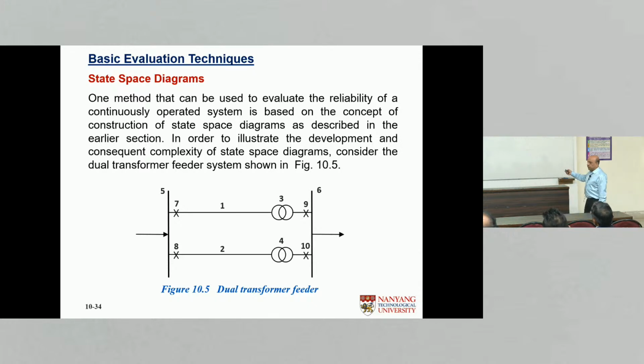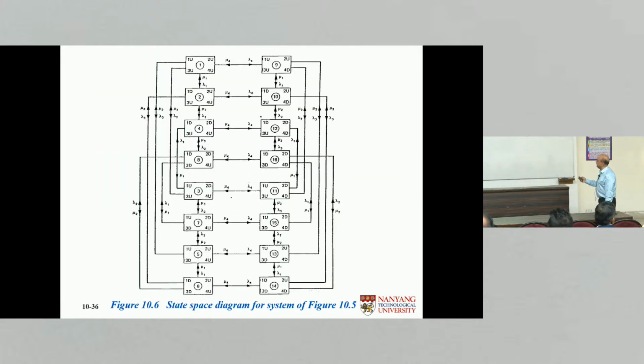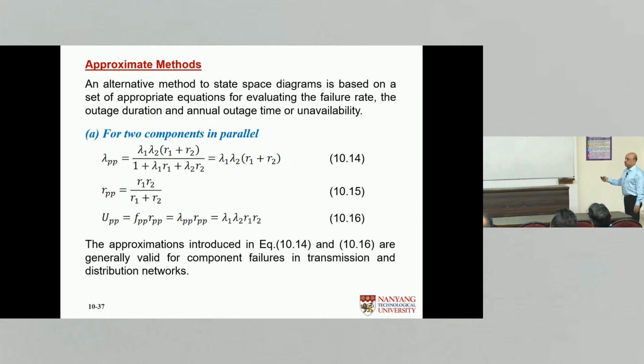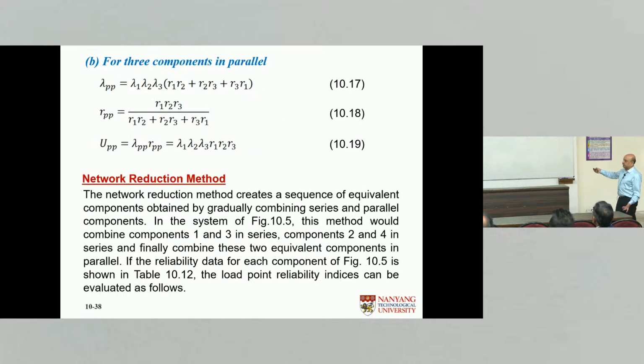So what I'm going to consider in this approximate technique is this. Components 1 and 3 are in series. Very good. Components 2 and 4 are in series. So I'm going to use series concepts to find the lambda, R and U of this, and the same for this. And then this one is in parallel with this one. Series parallel concepts, right? So that's the approximate method that we are using here. And for 2 components in parallel, we use these equations, okay? And of course, if there are 3 components in parallel, we also know the equations.